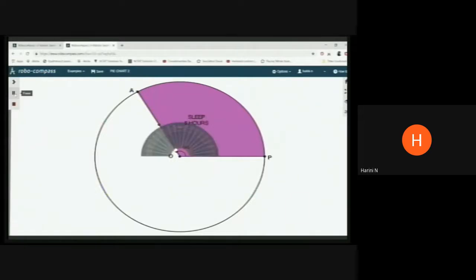So what should be the next step? Now you all should be doing it with me. Should not be a problem at all. You are marking the central angle for the next activity, which we have taken as 90 degrees. We have calculated this as 90 degrees using our fraction, because my school hours was 6. 6 out of 24 multiplied by 360 has given me 90 degrees, which I am marking here.